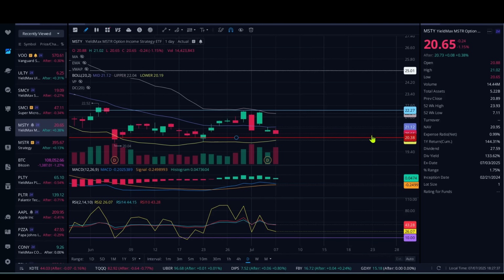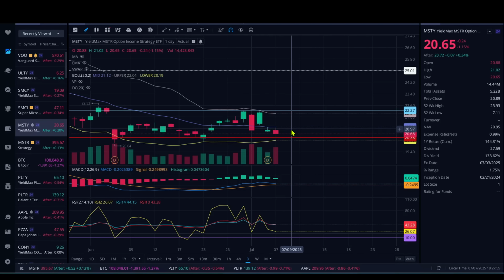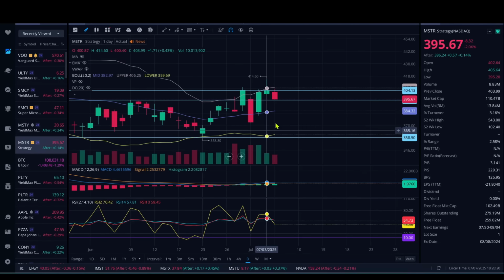$20.38. Now for me, that is just my own personal line here, as that is the price that it opened at originally, and I just prefer MSTY to stay above it. So coming off of the long weekend, we did not have a positive move, but because we were sitting at that resistance line on MSTR, I'm not too surprised that we did have that down day today.